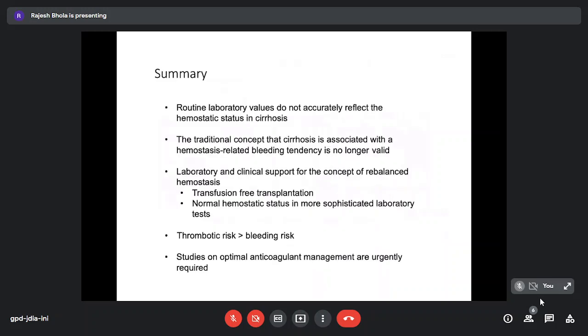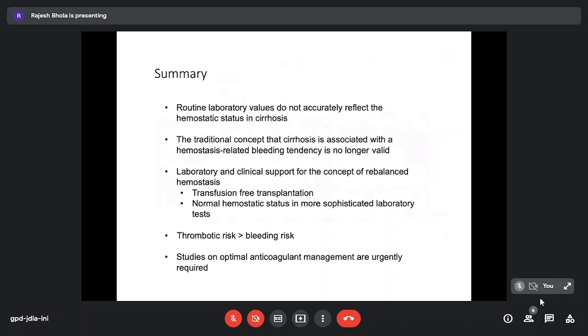So in short, to summarize, routine laboratory test values do not accurately reflect the hemostatic status of cirrhosis patients, chronic liver disease patients or liver failure patients. The traditional concept that cirrhosis is associated with a hemostasis-related bleeding tendency is no longer valid. Laboratory and clinical support for the concept of rebalanced hemostasis is more helpful. Transfusion-free transplantation is the target, and normal hemostatic status can be achieved with more sophisticated laboratory tests, by looking into the thrombin generation test or the ROTEM or TEG. Thrombotic risk is more than the bleeding risk. So if you try to manage bleeding prophylactically, you are making the patient more prothrombotic.